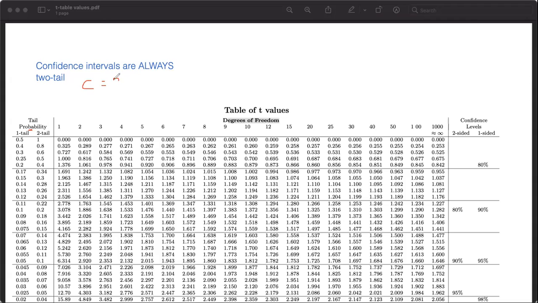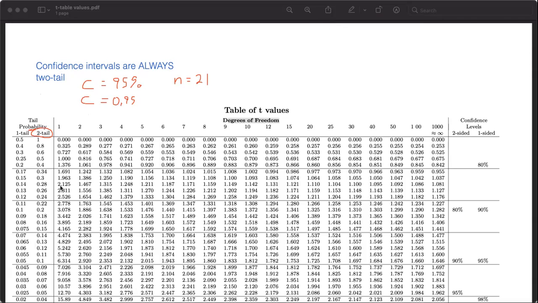Remember, in our problem, we're dealing with a 95% level of confidence and a sample size of 21. That was our original problem. So this corresponds to the level of confidence. We should always be converting that to a decimal, so that's 0.95. Go to the two-tail column, look for the value of 0.95.